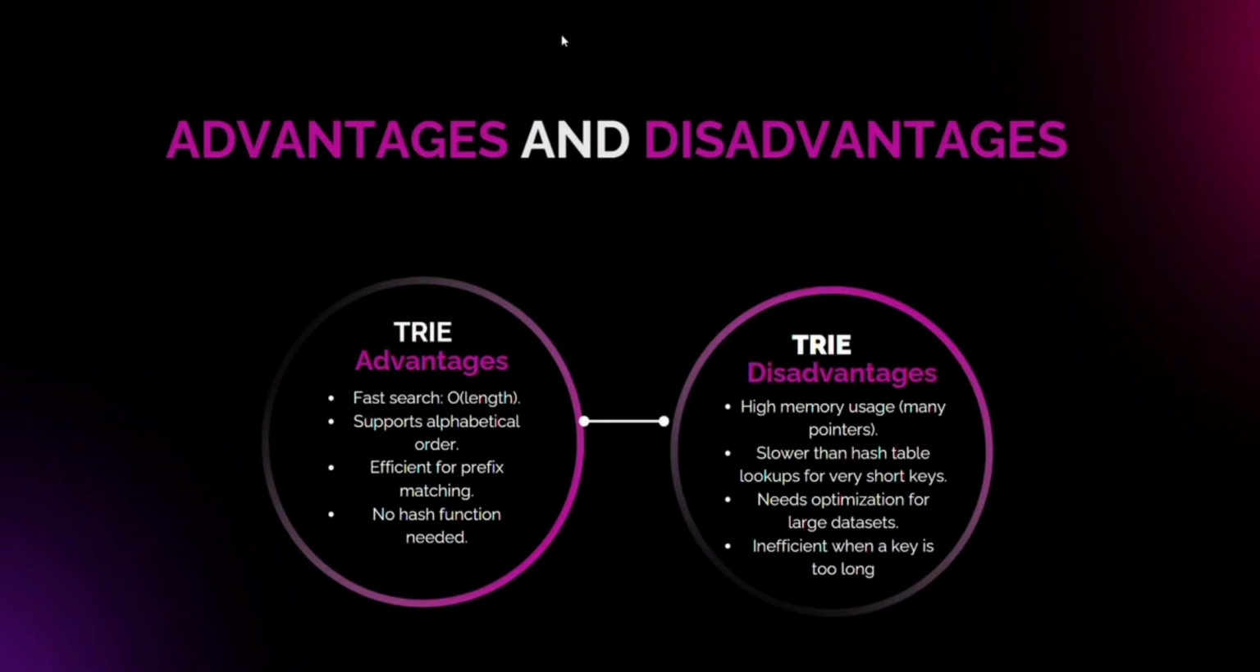For the advantages and disadvantages, the trie's advantage is that it has fast search, so it depends on the length because when you traverse, it goes down the path of the string, right? So the length of the string. It supports also alphabetical order.